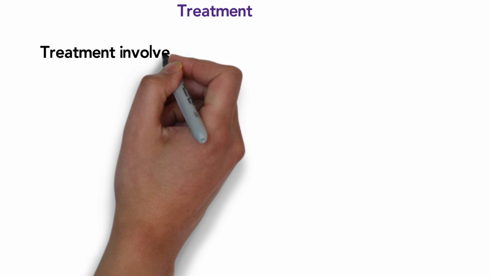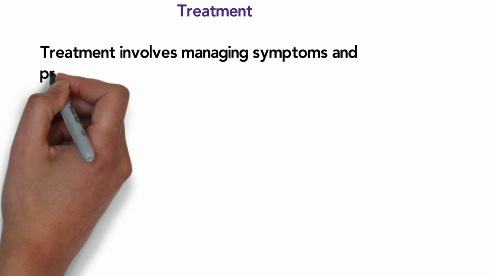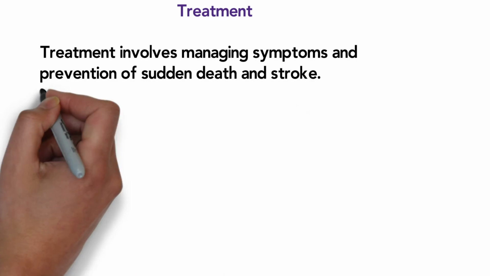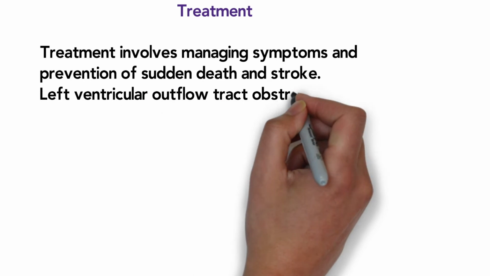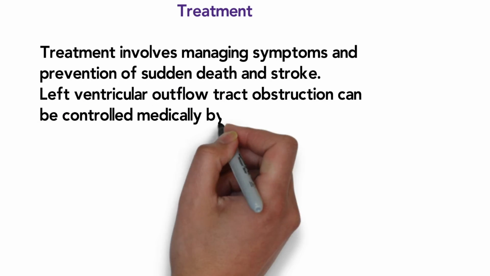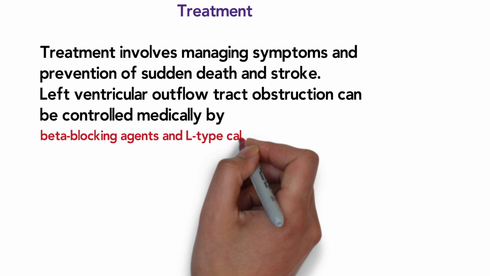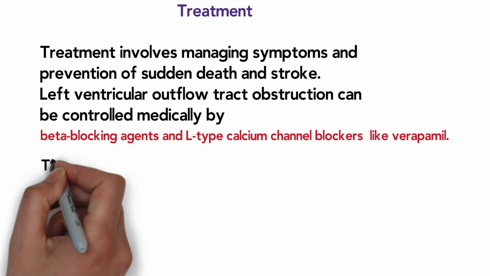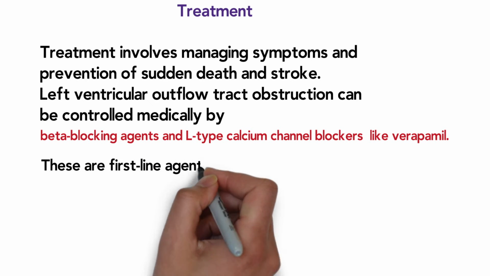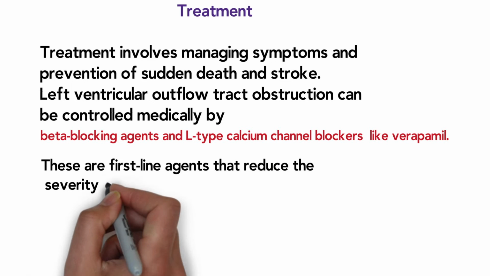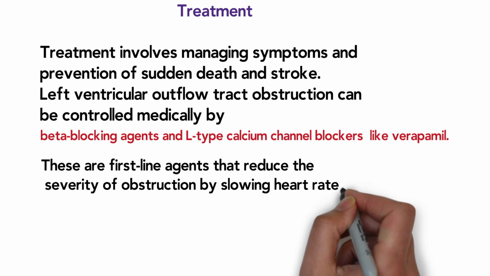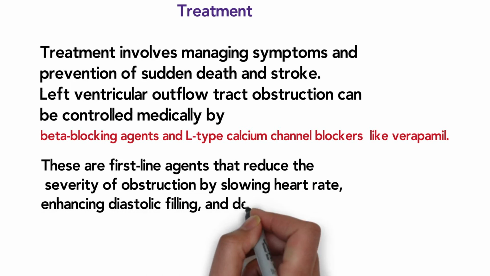Treatment. Treatment involves managing symptoms and prevention of sudden death and stroke. Left ventricular outflow tract obstruction can be controlled medically by beta-blocking agents and L-type calcium channel blockers like verapamil.